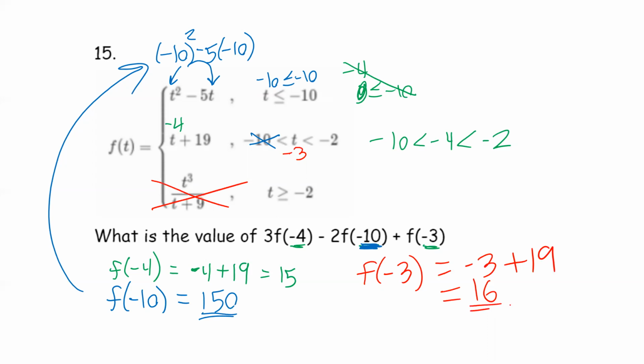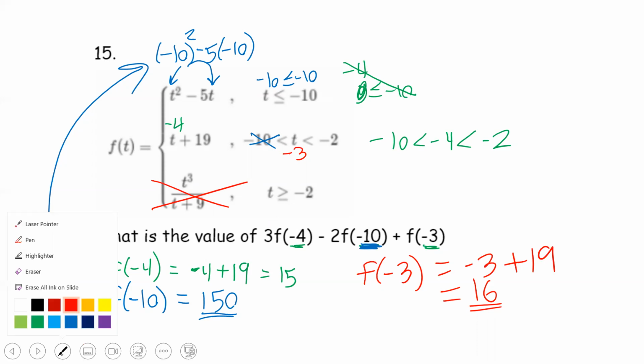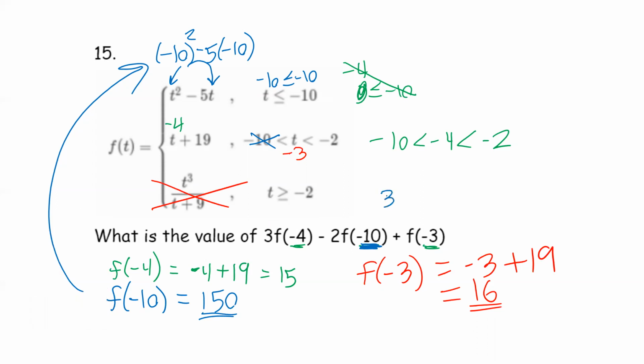So now that we have our three numbers, we can plug in the coefficients and everything. We'll clean that up a little bit. We're going to have 3 times f of negative 4, which is 15, so 15, minus 2 times f of negative 10. f of negative 10 is 150. And then we have plus f of negative 3.